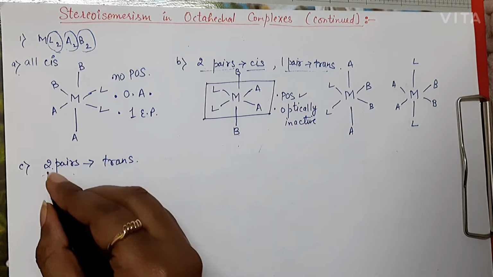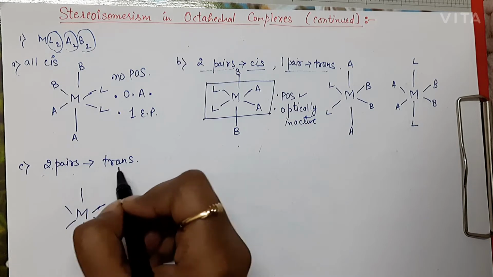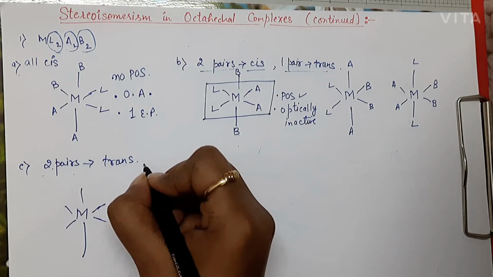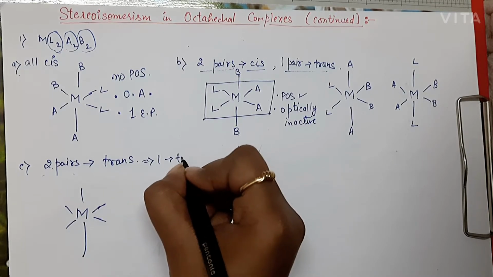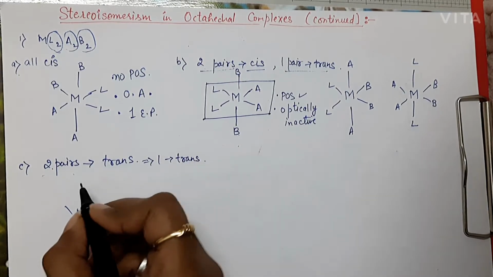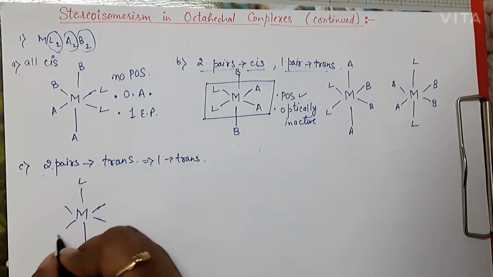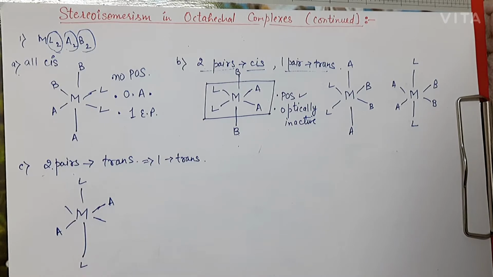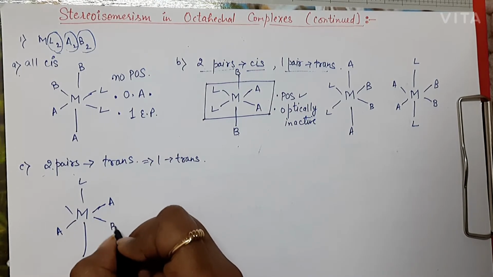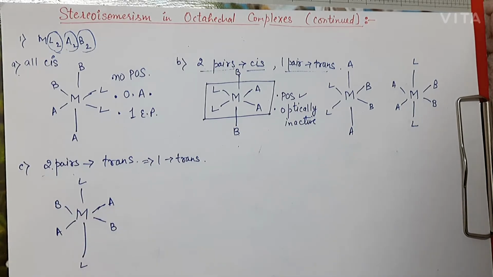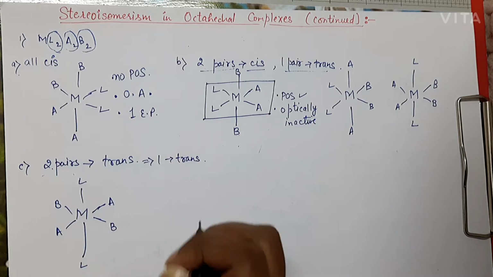So when two pairs get trans position, the third pair is also going to get the trans position by default. If I'm giving trans position to these two L and trans position to these two A, the remaining two positions are trans positions. So B will be getting the trans position by default. So by default these three will be getting the trans position.